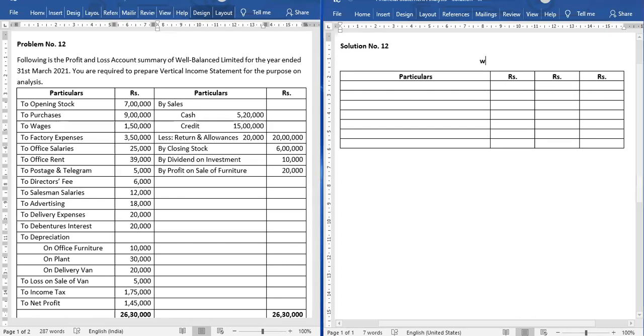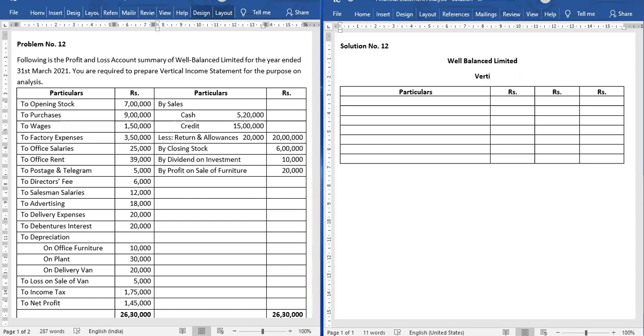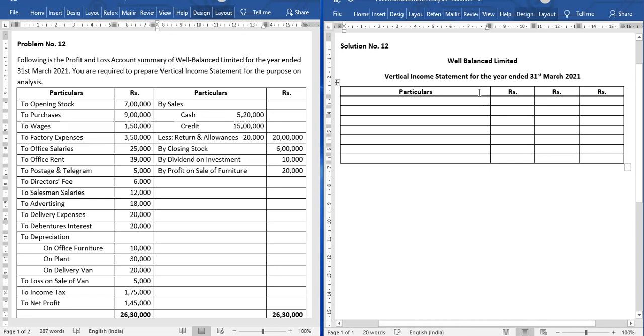Well Balanced Limited. Vertical income statement for the year ended 31st March 2021. Okay. Then 4 columns. First column for particulars and next 3 columns for amount. First one is in vertical income statement.